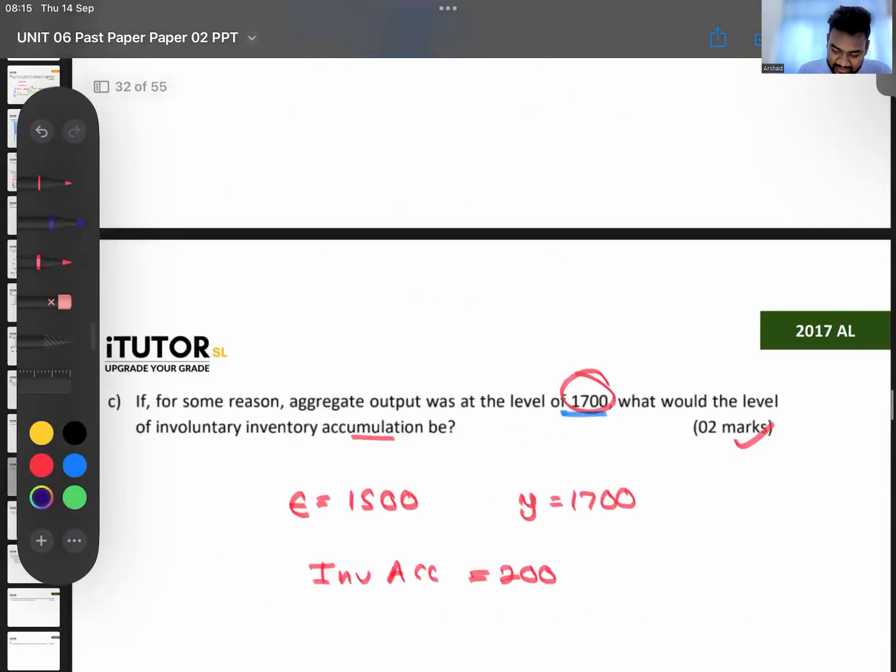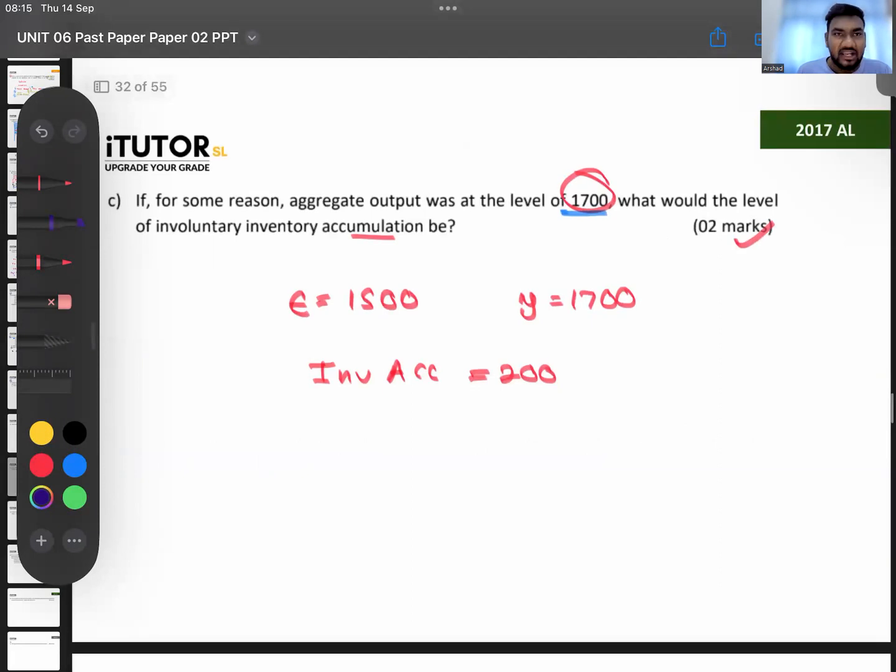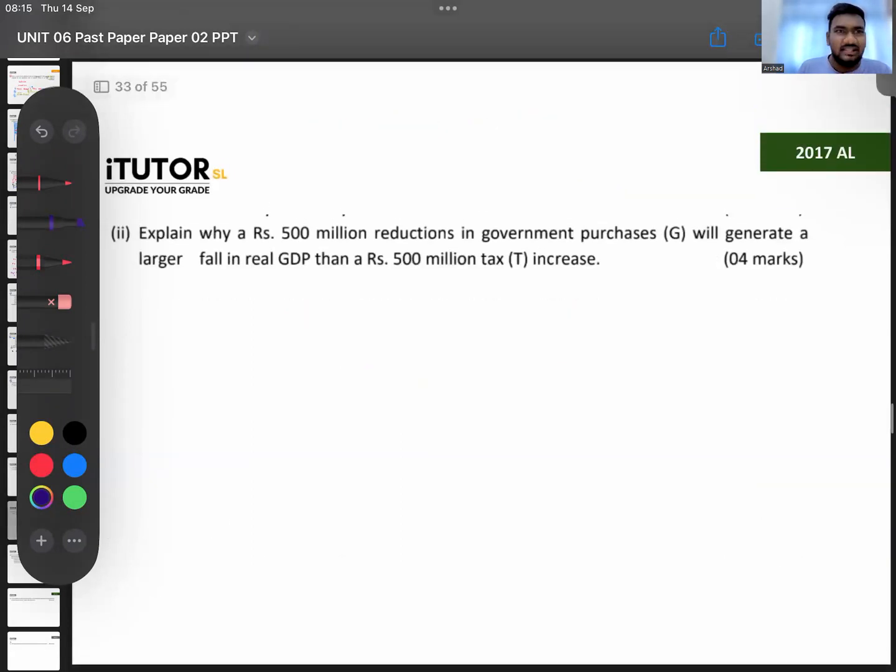Remember, for 1C, you don't have to explain. What would be the inventory accumulation? You can say it's 200. You can just show the numbers and show this is this much, this is this much. Therefore, inventory accumulation. Okay. Remember, I'll just give you a simple example.